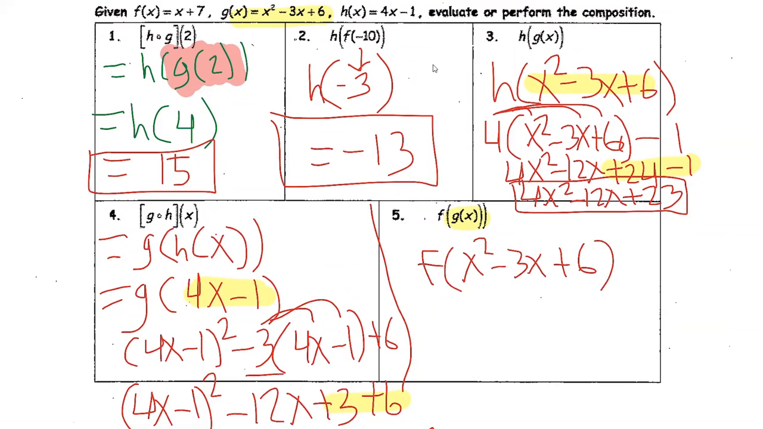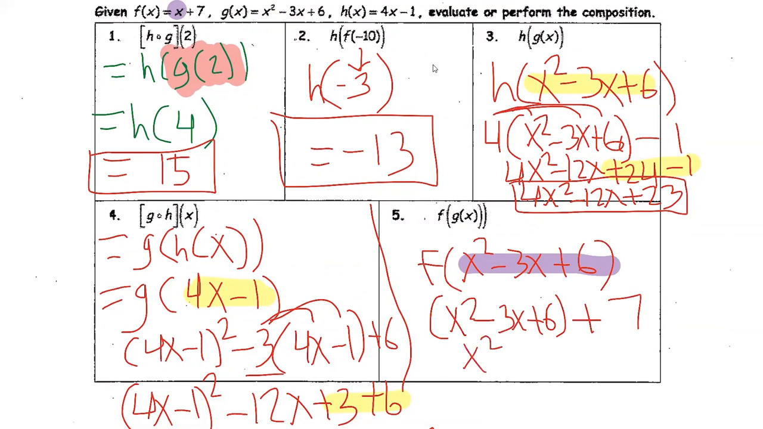So I'm going to take this x squared minus 3x plus 6, and I'm going to plug it in place of the x in my f function. That would just be x squared minus 3x plus 6, and then plus 7. There's nothing to distribute, so basically we can get rid of those parentheses. And then we can combine our like terms. So this would really be x squared minus 3x plus 13.